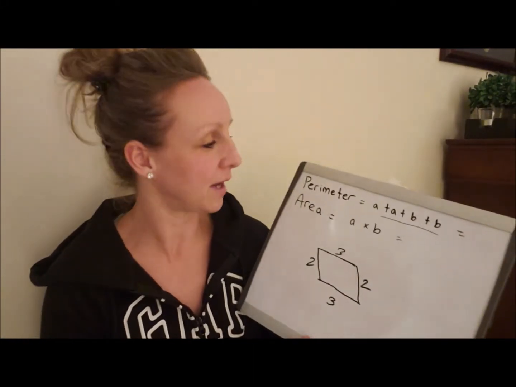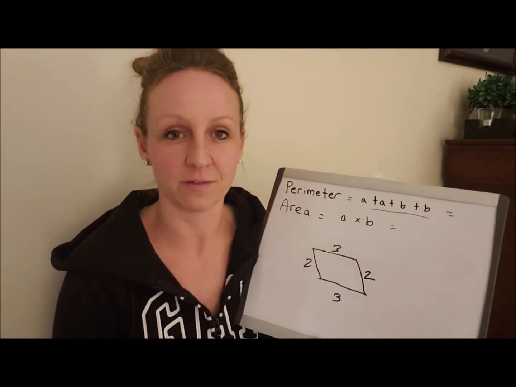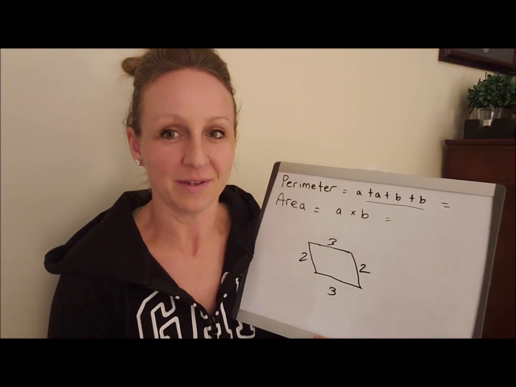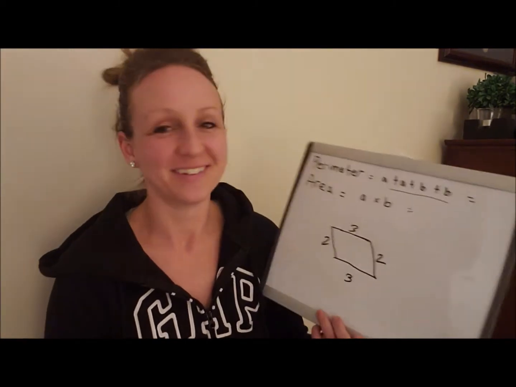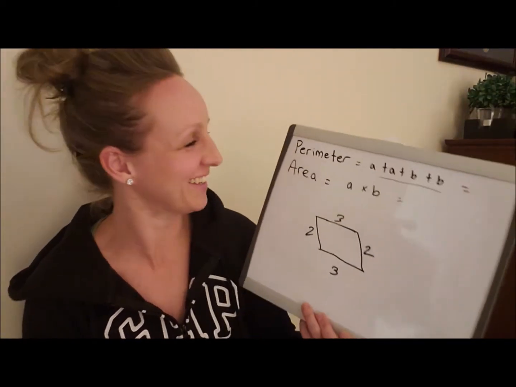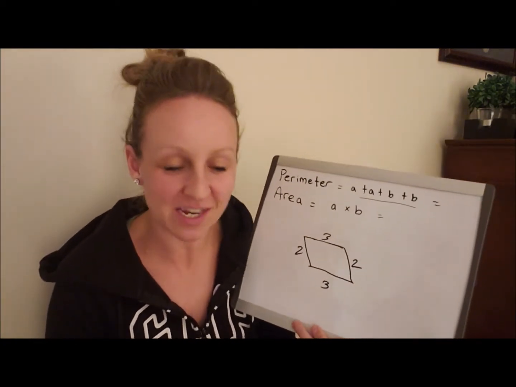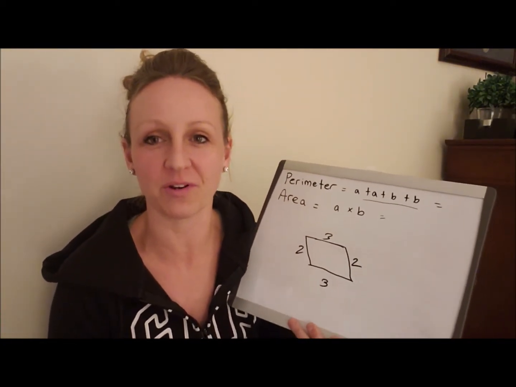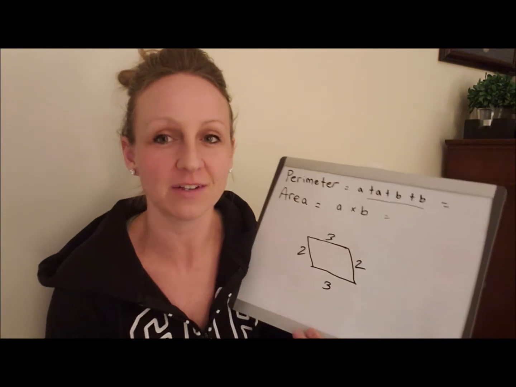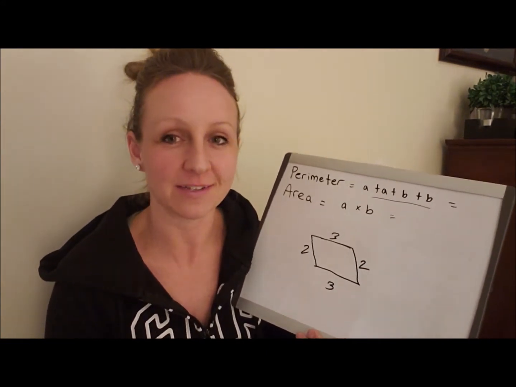Okay, so we're going to take a look at perimeter, area, and volume of a parallelogram. So here we are, perimeter. This stuff I think you're going to like. If you understand perimeter, area, and volume of a rectangle, you're going to like this because it's the exact same formula.